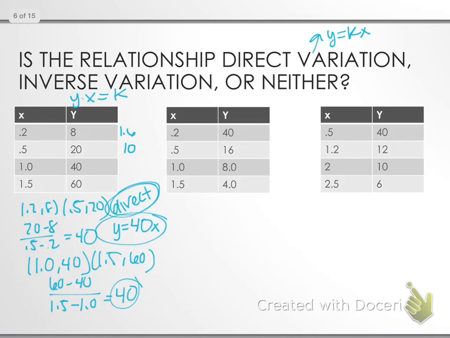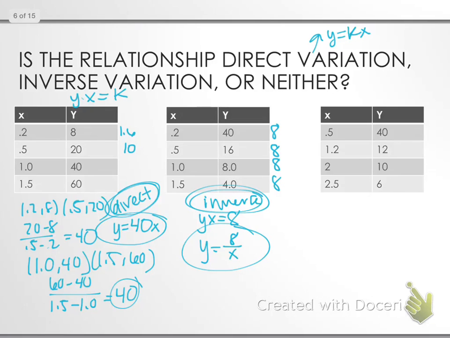Okay, my next one, let's go ahead and multiply. So 0.2 times 40 gets me 8. 0.5 times 16 gets me 8. 8 and then 8. So this one I know is an inverse. And remember, it's y times x equals that k value we found. So if we divide both sides by x, it is going to be 8 over x. So inverse variation, and then there's your equation for it.